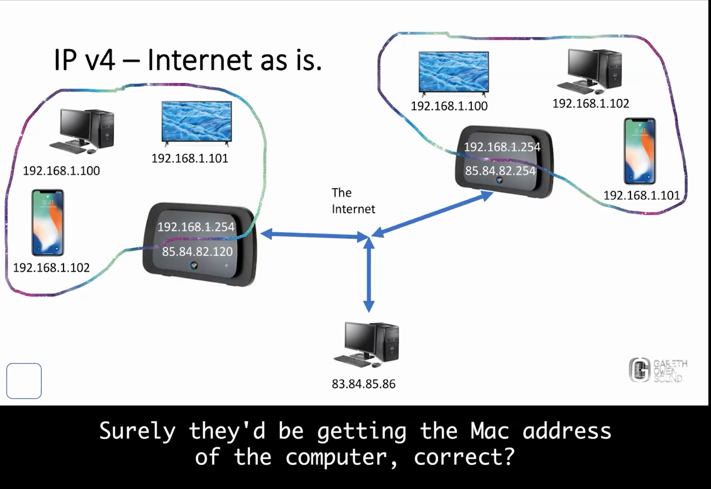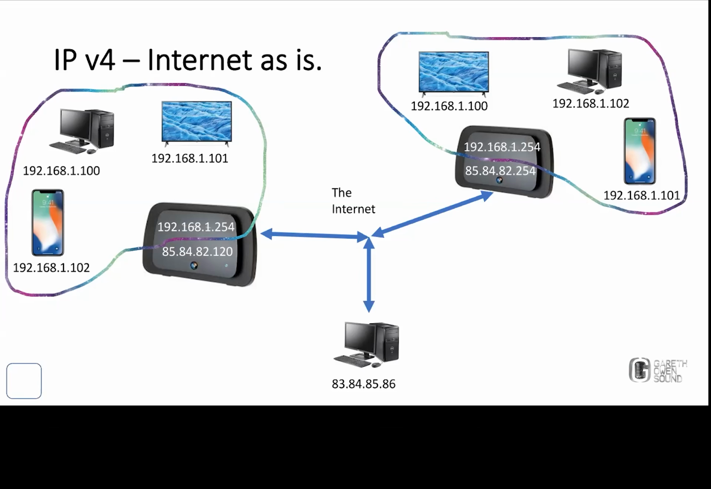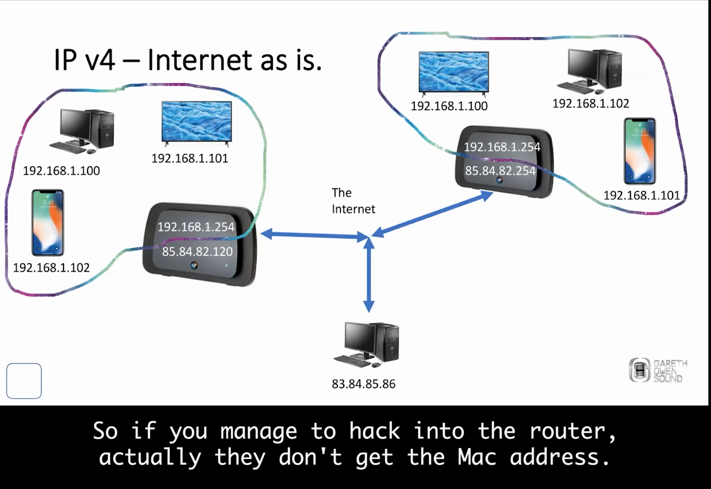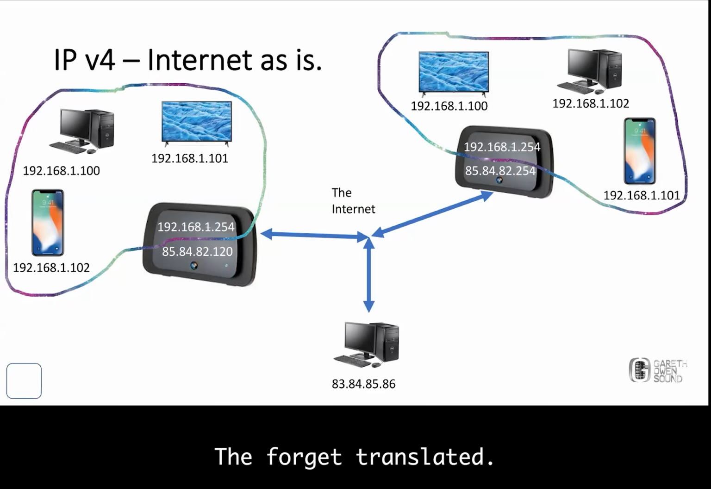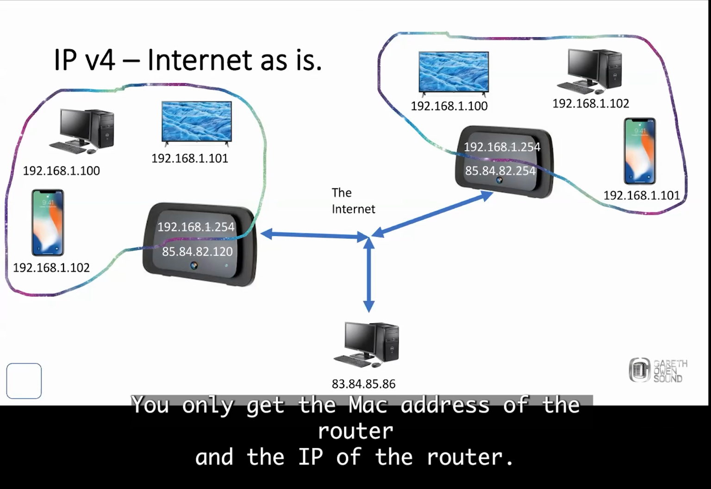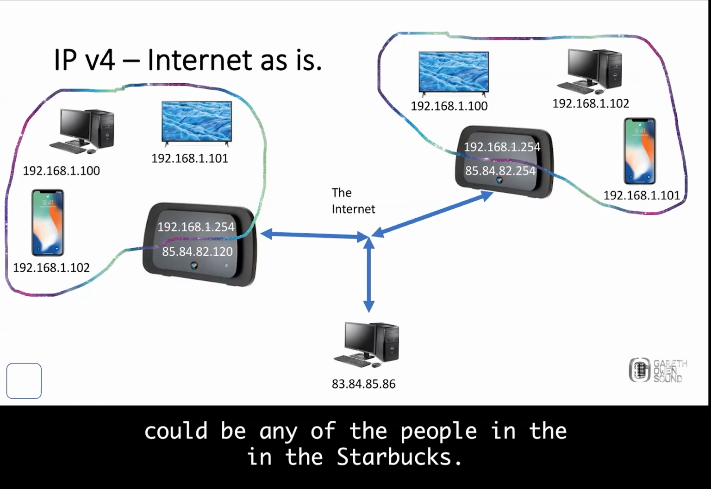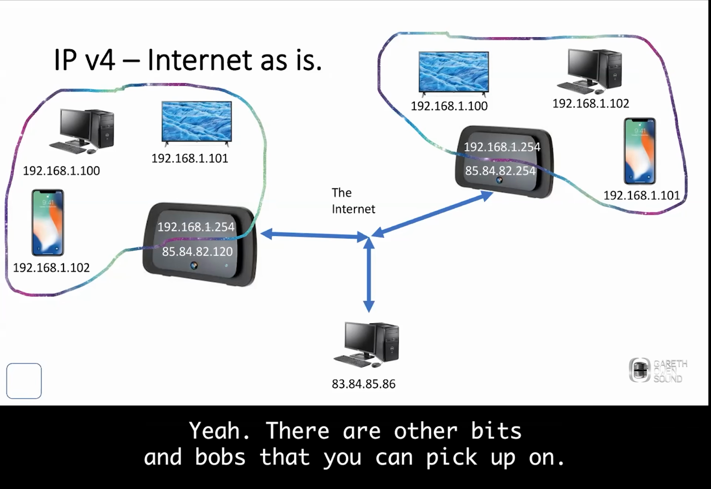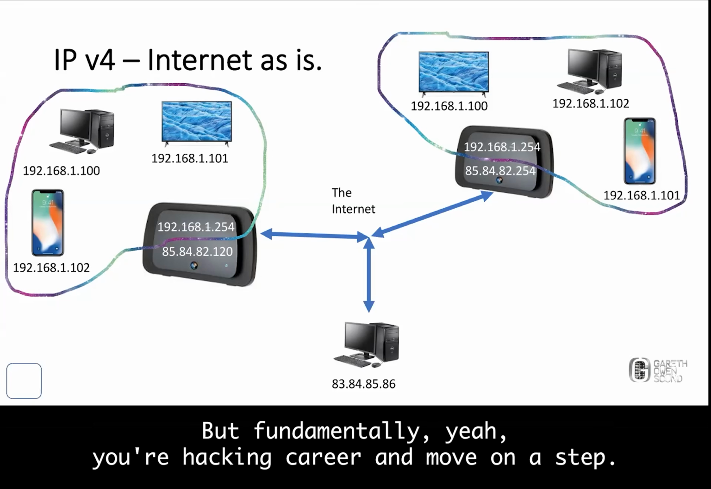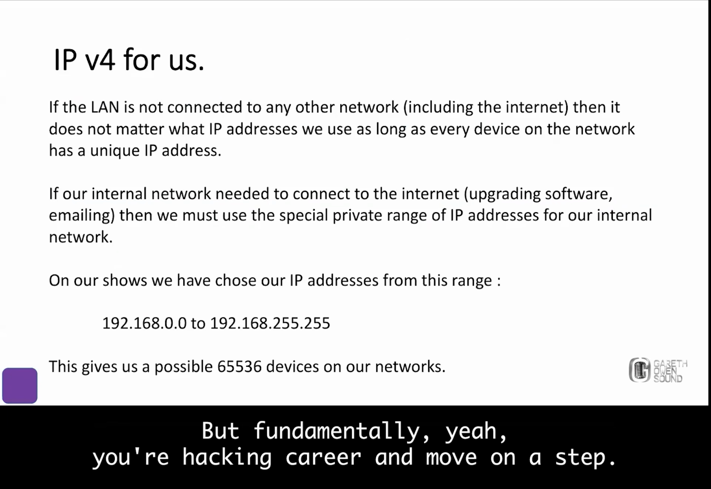Surely they'd be getting the MAC address of the computer? Correct. Yes. So if you manage to hack into the router... Well, actually, they don't get the MAC address. I apologise, Mike, I'm wrong. The MAC address gets translated. You only get the MAC address of the router and the IP of the router. Correct. The public IP. So the guy hacking the CIA from the Starbucks coffee shop could be any of the people in the Starbucks. Yeah, there are other bits and bobs that you can pick up on, but fundamentally, your hacking career can move on a step.